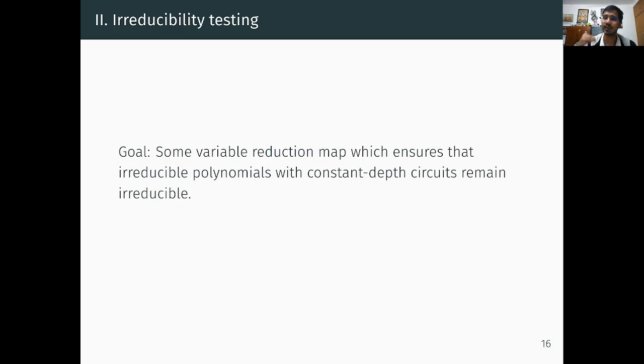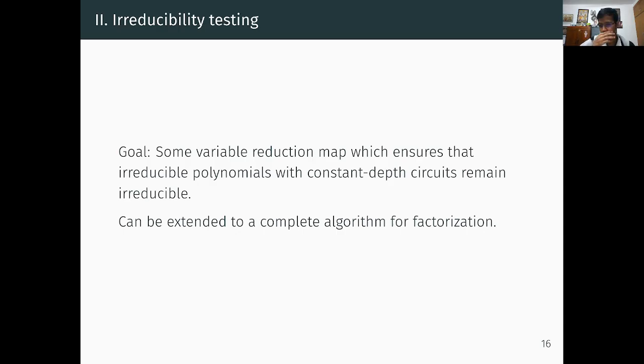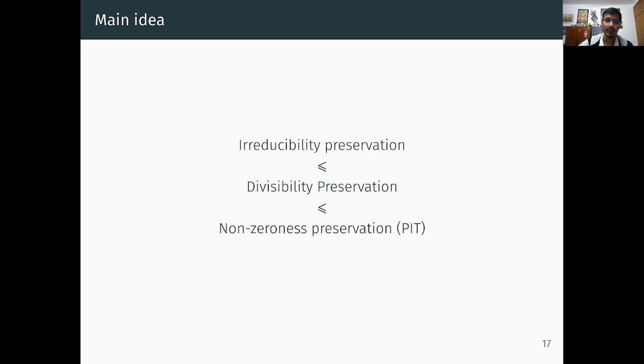We'd like to find some variable reduction map, just like a hitting set generator, which maintains the irreducibility of constant depth circuits. You can think of it as, we know how to do irreducibility testing in the low variate regime, and now we'd like to extend it to the high variate regime by using some variable reduction map which maintains irreducibility. It turns out that using the ideas that follow, you can also extend it to a complete algorithm for factorization.